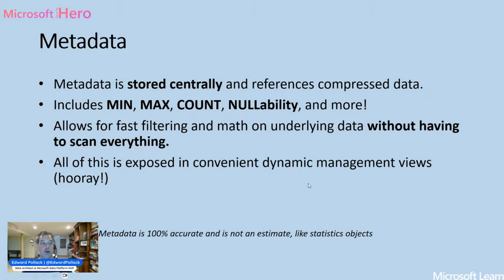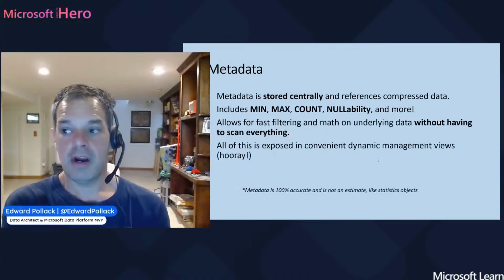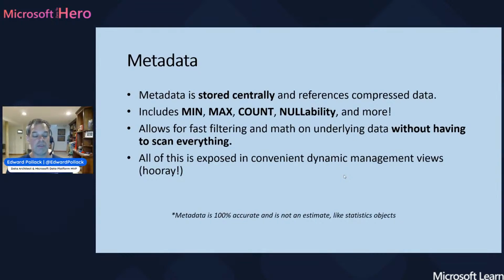What else makes Columnstore amazing? This is another thing that differs from our traditional tables and indexes. In traditional tables that you have in SQL, there are statistics on them. Statistics tell us basic information about the values in the table, but they're not accurate. They're not precise. They're not exactly what's in the table. They're estimates, and they fall out of date over time.